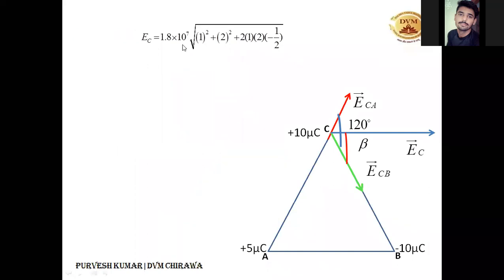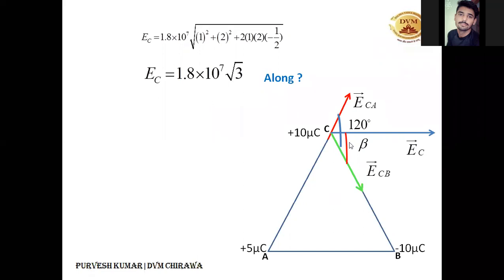Solving it up, you can take 1.8 into 10 to the power 7 common, and you will be left with 1 square plus 2 square plus 2 into 1 into 2 into minus half. So when you solve it out, you will be getting 1.8 into 10 to the power 7 root 3. This is the resultant electric field at point C because of these two charges. So EC, that is the resultant electric field, has come out to be 1.8 into 10 to the power 7 root 3.